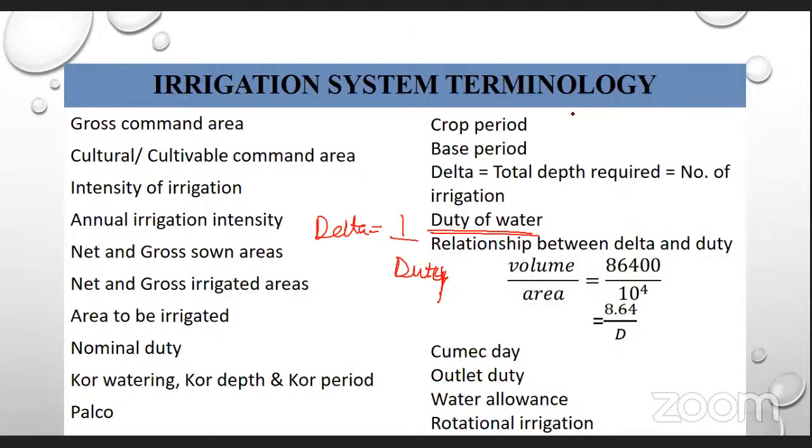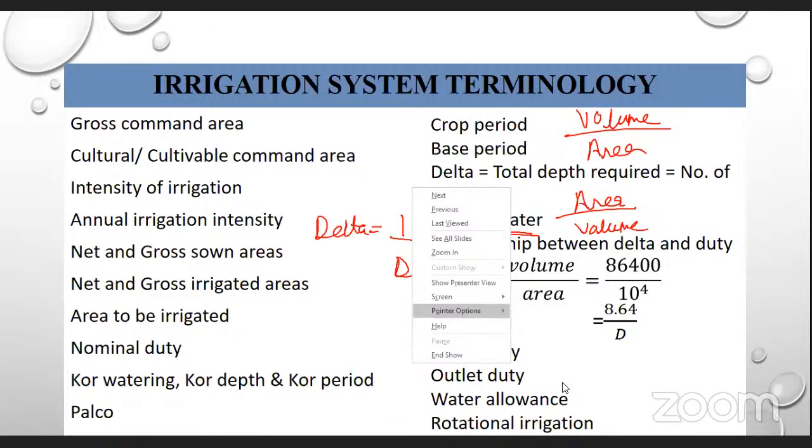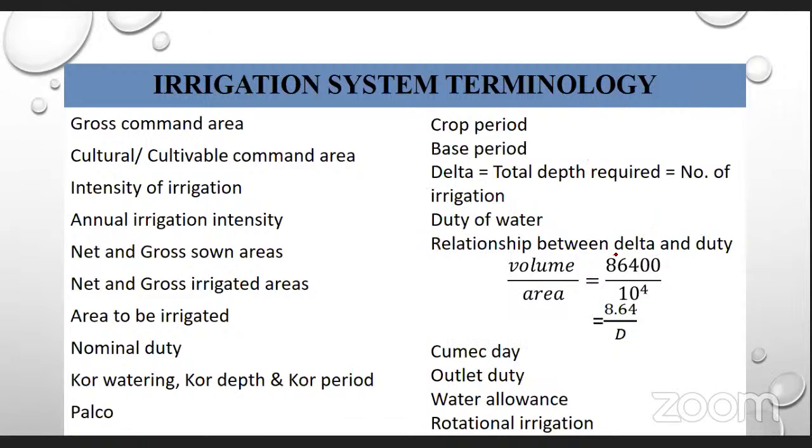Since I have told you that delta is usually the volume or quantity of water divided by the area, but duty of water is equal to the area to be irrigated divided by the quantity, and that quantity will be in terms of meter cube, or you can simply say the volume of water. Now here we have one relationship between delta and duty.